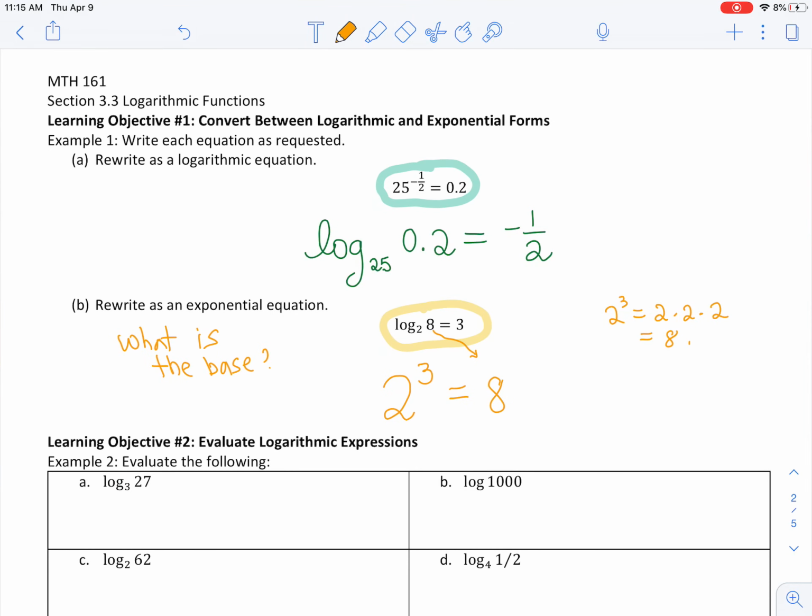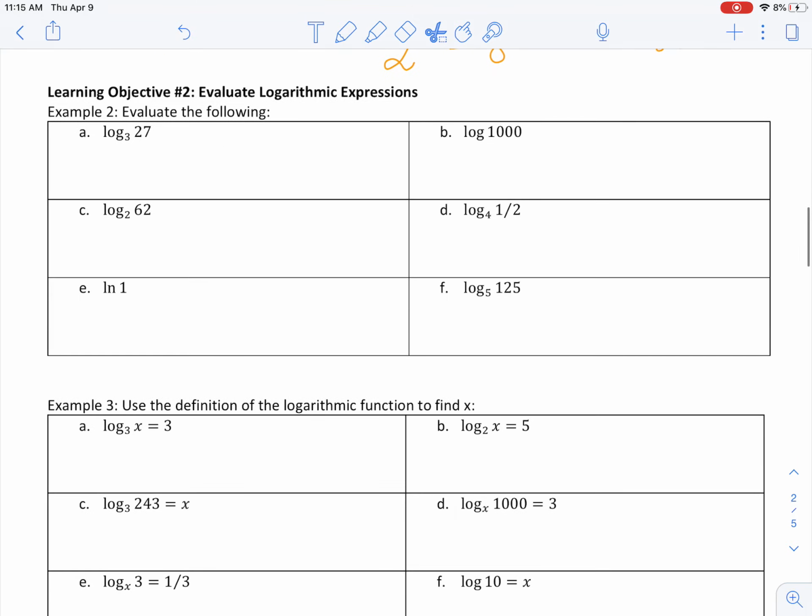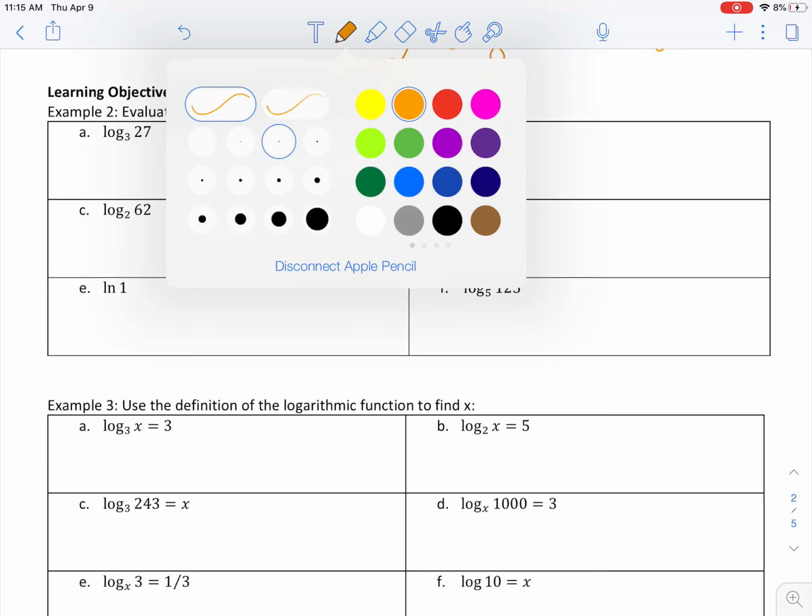So let's try a couple more. Well, that was actually it for converting. I know I'm going to ask you to do a lot of this practice when you're doing the quizzes, but let's evaluate some, okay? Learning objective 2 is to evaluate logarithmic expressions. What they've got is this.